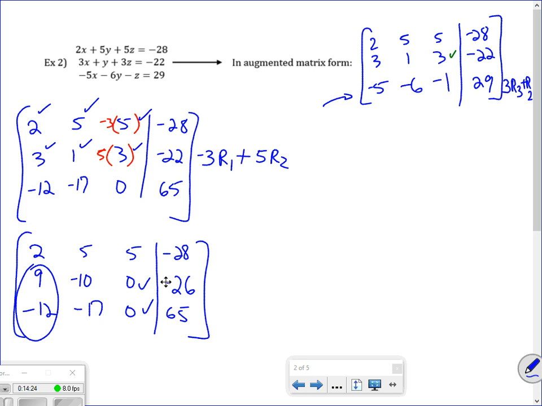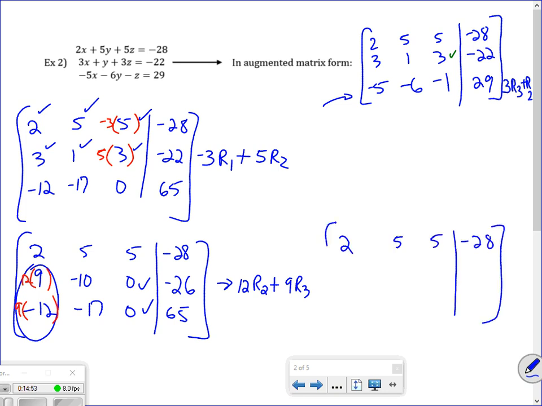So I'm going to multiply, let's see, my new row 2 is going to be 12 times row 2, and I'm going to add that to 9 times row 3. So what I'm essentially doing is I'm multiplying this row by 12 and this row by 9, and then those will cancel out. Okay, so here we go. So top row, 2, 5, 5, negative 28. My third row is not going to change, so I'm going to leave negative 12, negative 17, 0, and 65.